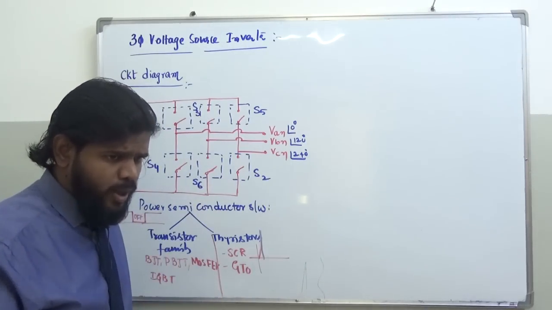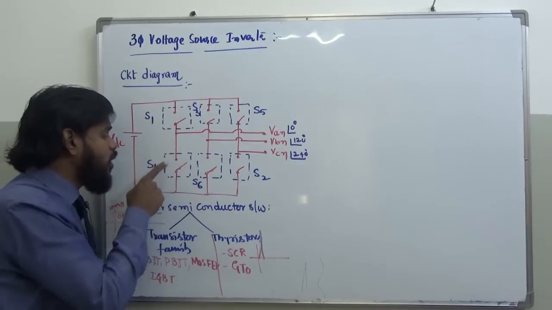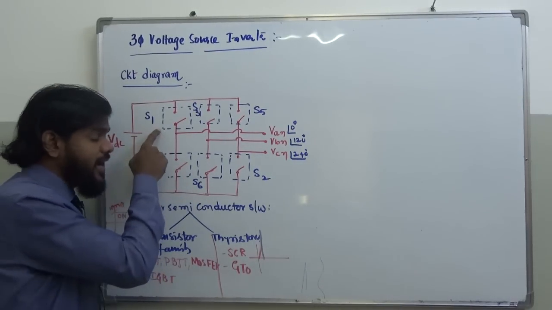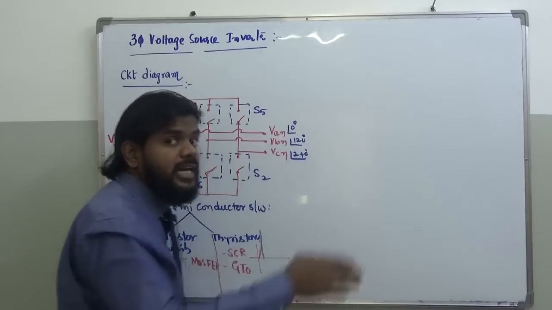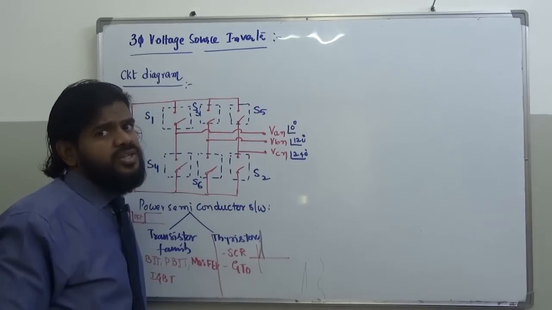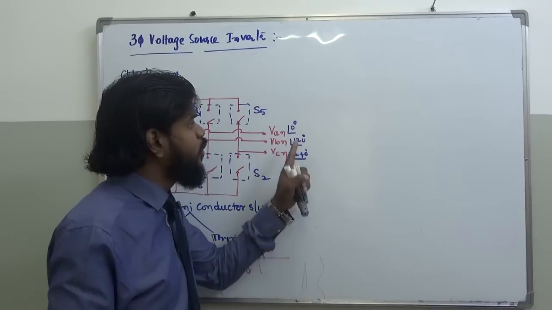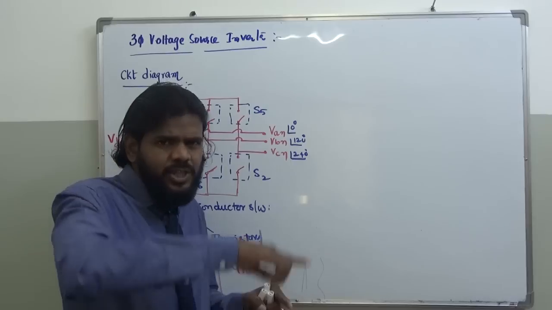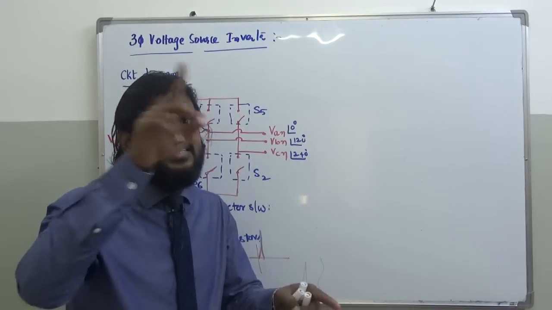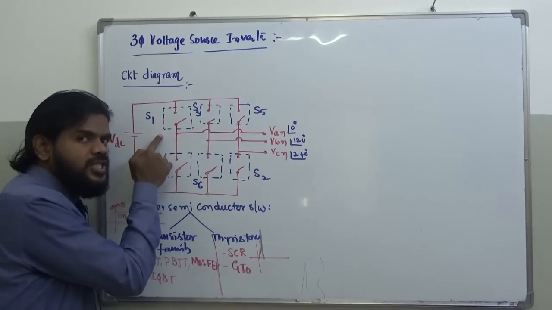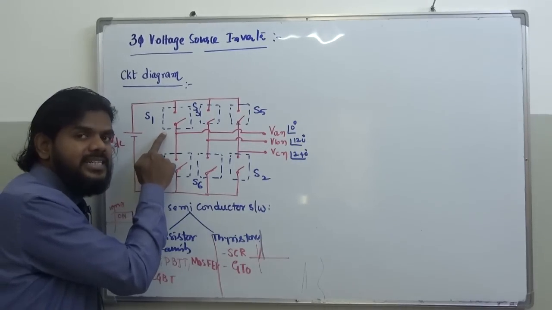I have some more points to put in front of you. What will be the on time of S1? What will be the on time of S4? The on time of S1 doesn't depend on anything else. It depends only on VAN, the positive half cycle. So how long do you want to keep a positive half cycle? Usually, if you want a constant output voltage, you would expect VAN to stretch for about 10 milliseconds if you are expecting a 50 hertz waveform. So keep a base current stretching from 0 milliseconds to 10 milliseconds for this.